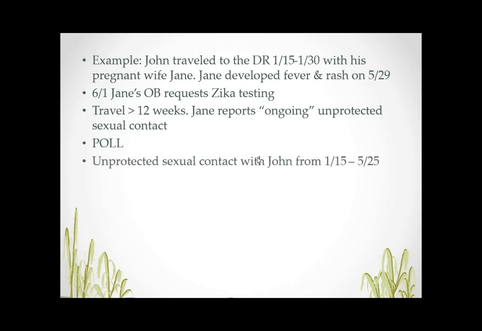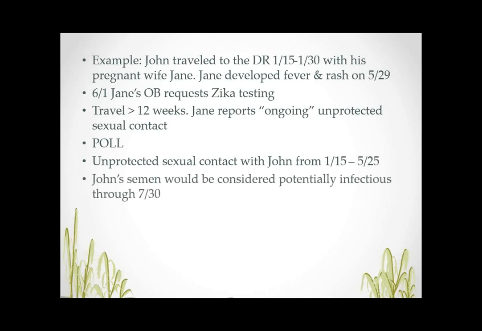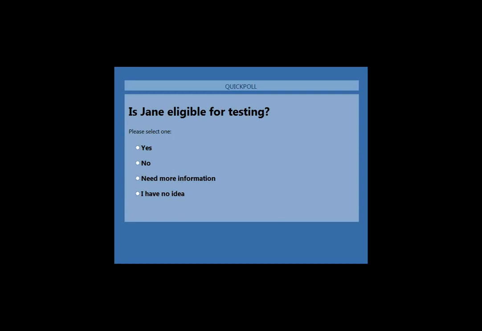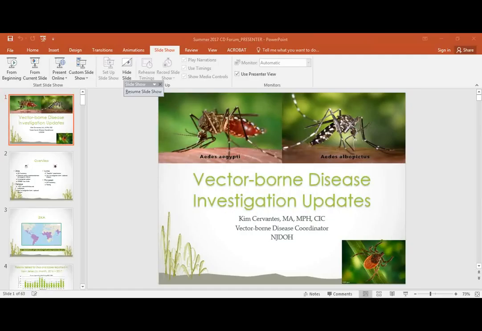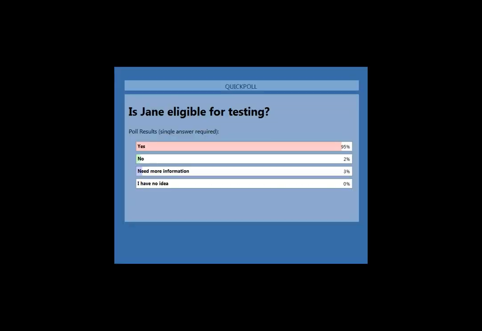Okay. All right. So after further investigation, she reports unprotected sexual contact from January 15th, the date of arrival in the DR, through May 25th, which was the last time before seeing her physician on June 1st. John's semen would be considered potentially infectious for 6 months from his last exposure on January 30th, which would be through July 30th. All right, so based on that information, is Jane eligible for testing? Okay. All right, so let's see how we did here. Oh, excellent.